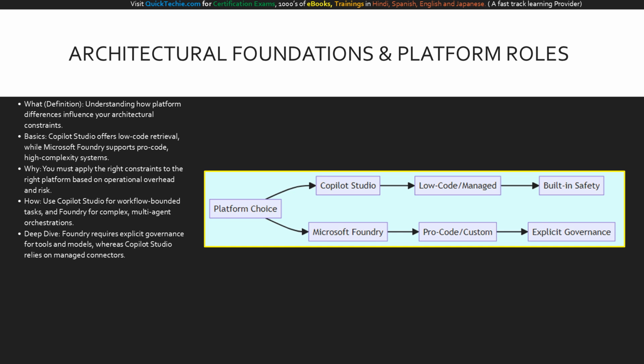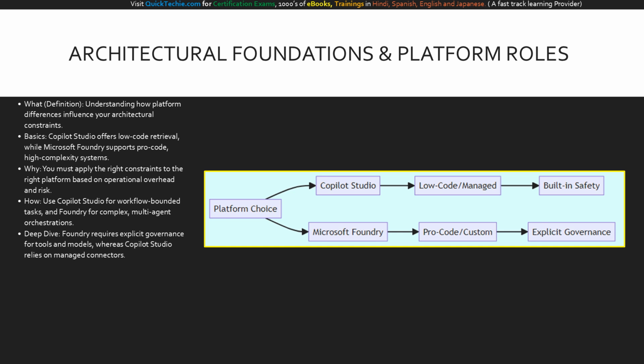Why do we need to differentiate them? Because you must apply the correct constraints based on the specific risk level and operational overhead of each platform. How do we make this decision? The rule of thumb is to use Copilot Studio for workflow-bounded, task-driven scenarios, and reserve Microsoft Foundry for complex reasoning, multi-step orchestration, and custom tool integration.